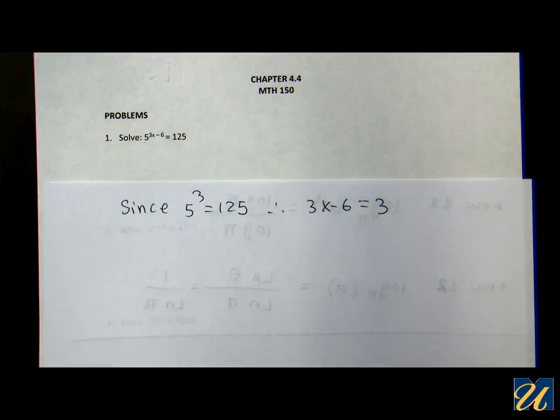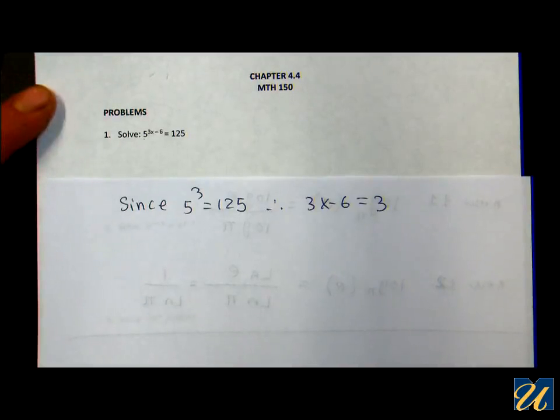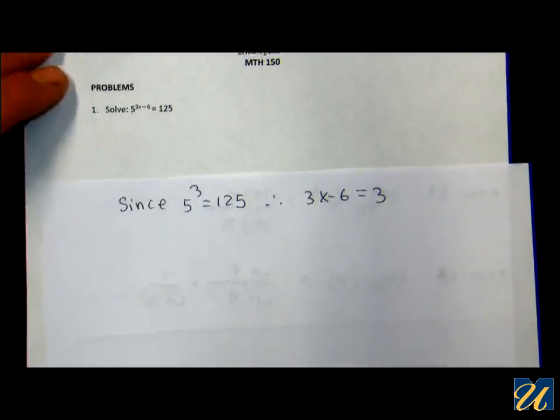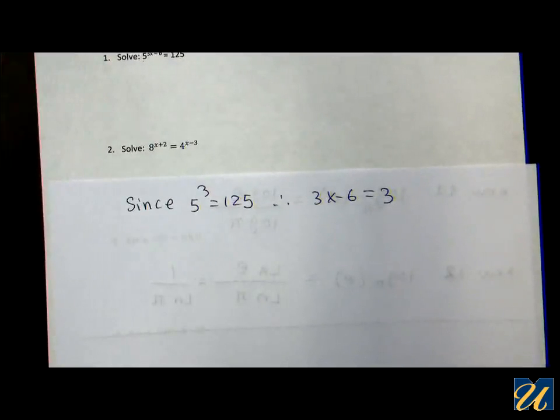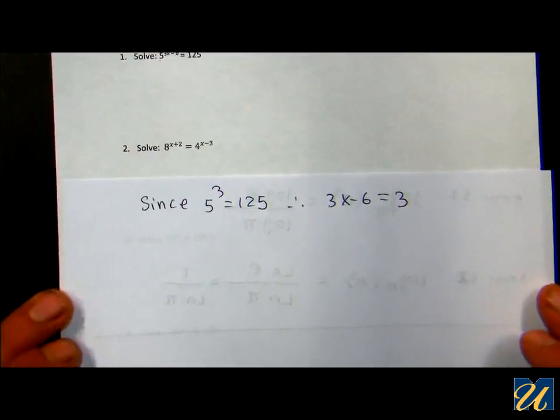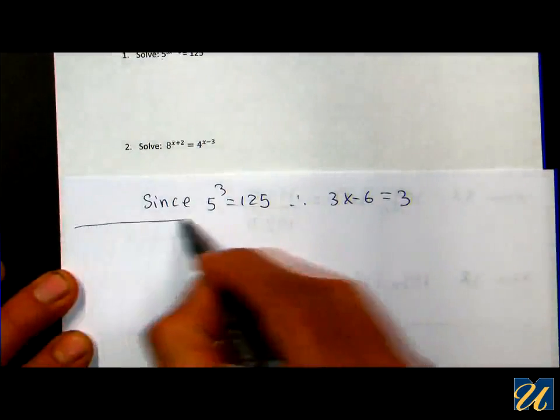Notice we didn't use the property b to the m equals b to the n. We thought it through in a different way, but that only works on very simple ones. Okay, let's see what else we got. Problem 2. This one we did on the PowerPoint slide. So let's do a new problem 2 here.